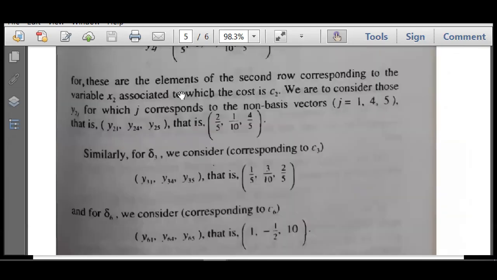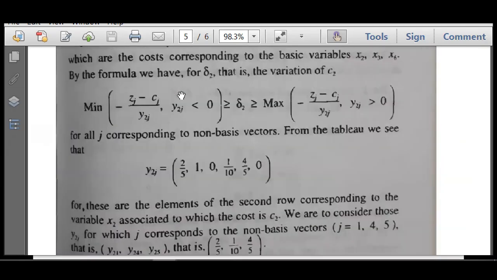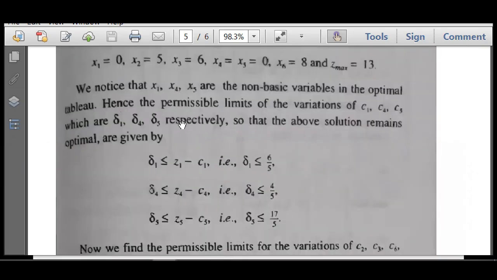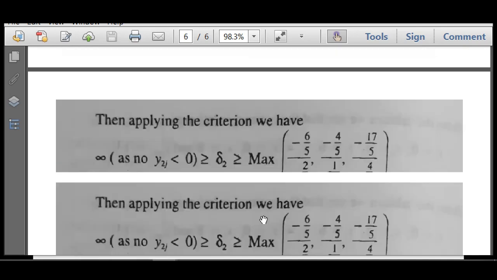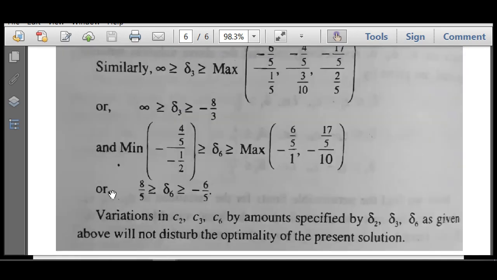And let us see the other three. Here the other three correspond to del 1 less than or equal to 6 by 5, and it is unbounded on the other side, so it is a large range. Del 4 less than or equal to 4 by 5, it is unbounded on the other side, so again this is a large range. And del 5 less than or equal to 17 by 5, again unbounded on the other side, so this one is also a large range. So out of del 1 up to del 6, which one is the minimum range coming? Minimum range is coming for this one, this is the most restricted one.